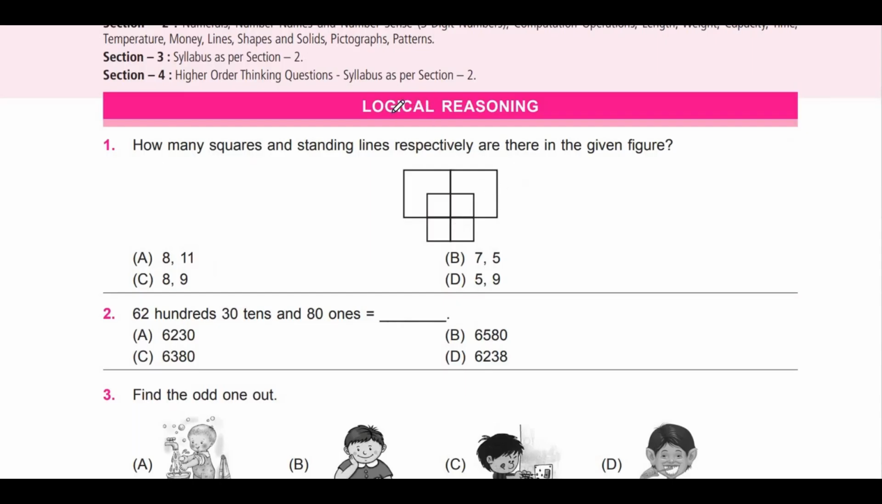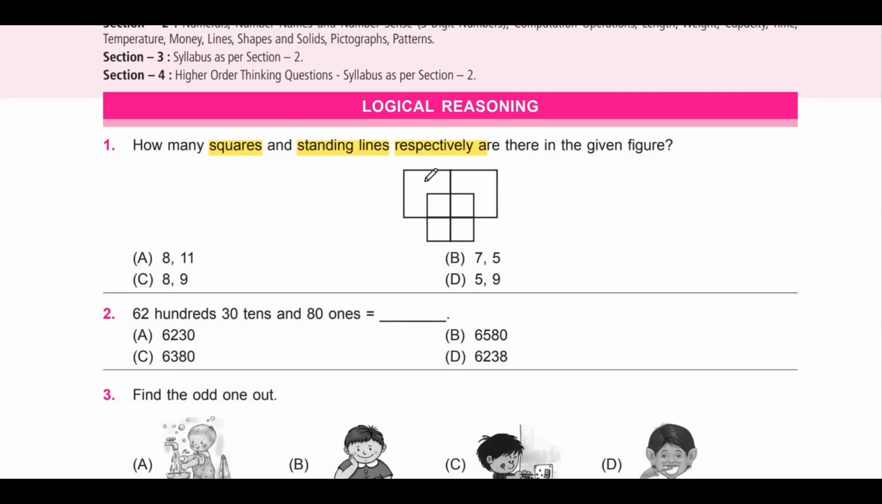Now let's start with the first section, which is the logical reasoning section. This has 10 questions and each question will carry 1 mark. The first question is, how many squares and standing lines respectively are there in the given figure? We have to find how many squares are there and how many standing lines are there. Respectively means first we have to find the squares and then the standing lines. The order should not be changed. First we will find how many squares are there, then how many standing lines.